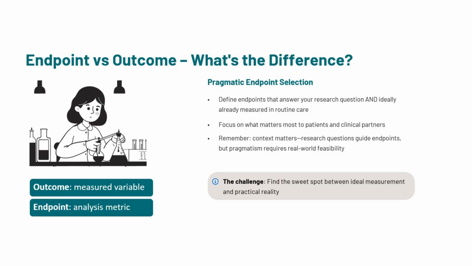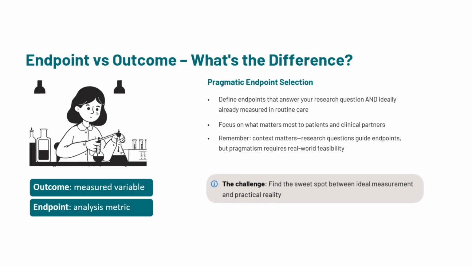When selecting trial outcomes and endpoints, pragmatic trials aim to strike a balance between what is ideal and feasible. Of course, the research question and trial intent always drive what we want to measure. At the same time, we need to ask whether it is possible to capture this measure in everyday practice without requiring a research SWAT team.